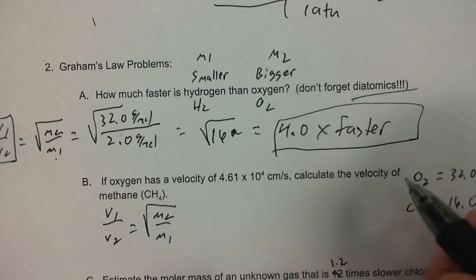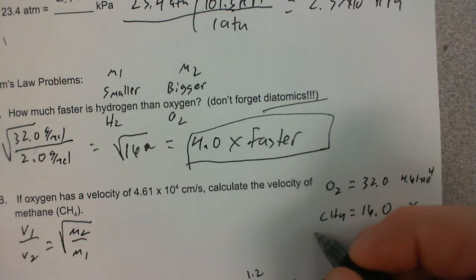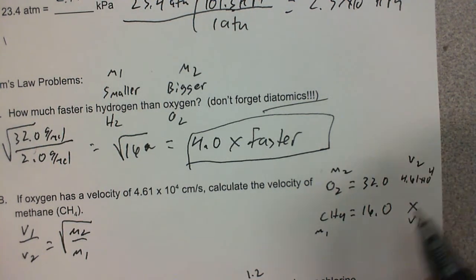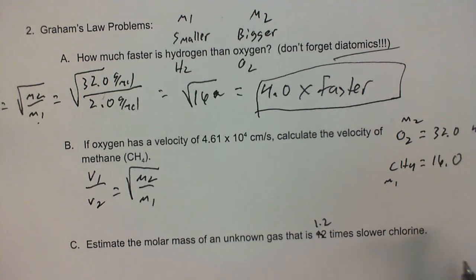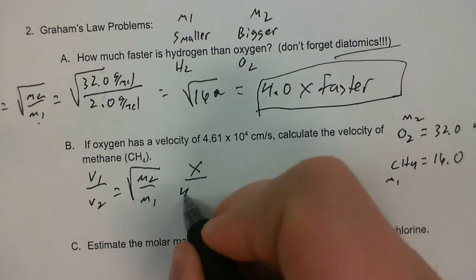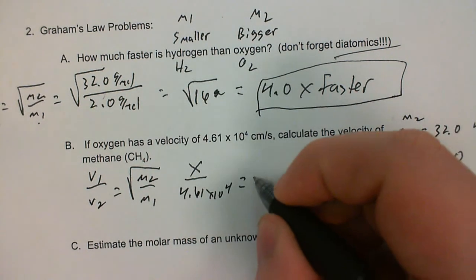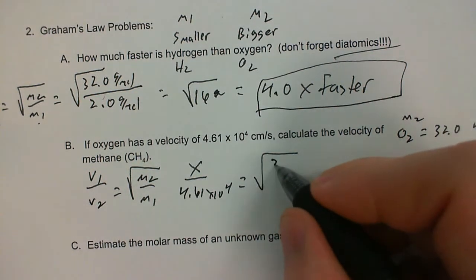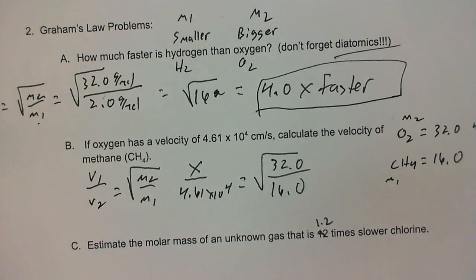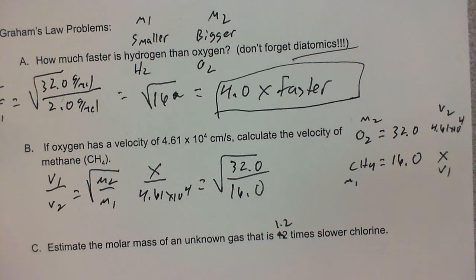So if V1's my unknown, then methane over here, this is my V1, and this is going to be my mass 1, and this is going to be my mass 2, and this is going to be my velocity 2. Now we have my four variables, we just got to plug them in. So V1, what did we say it was? It's just x over V2, which is 4.61 times 10 to the fourth. My mass 2 is 32.0. My mass 1 is 16.0. I plug this in. 32 divided by 16 is 2.